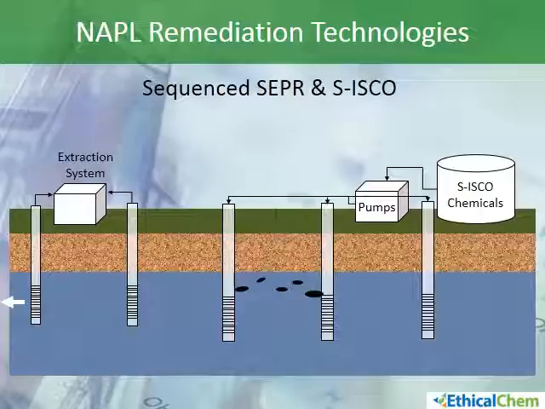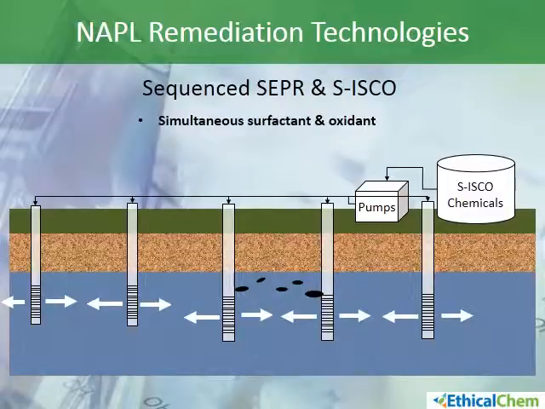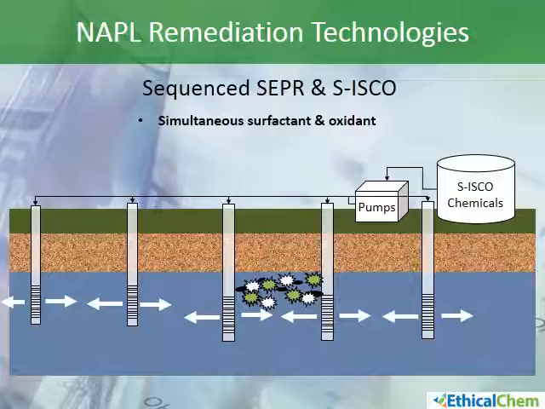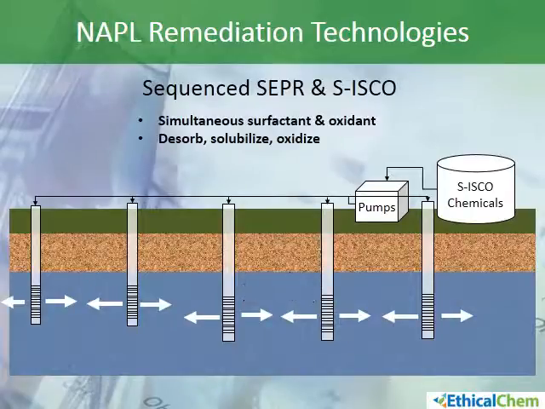So picking up here, a sequenced approach would look like what you just saw with SEPR, and then with residual contaminants remaining, the extraction system would be removed and those wells can be turned into injection wells. The SISCO chemicals would then be injected to the subsurface. Surfactants and oxidants are simultaneously injected. The residual contamination is emulsified by the surfactant and simultaneously oxidized by the aqueous phase oxidant.